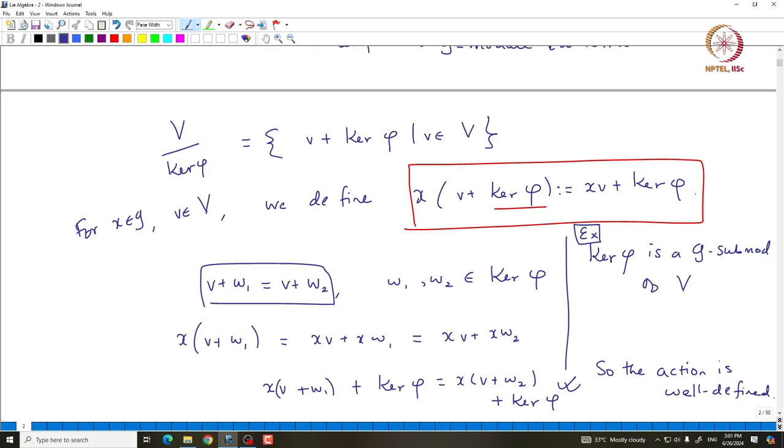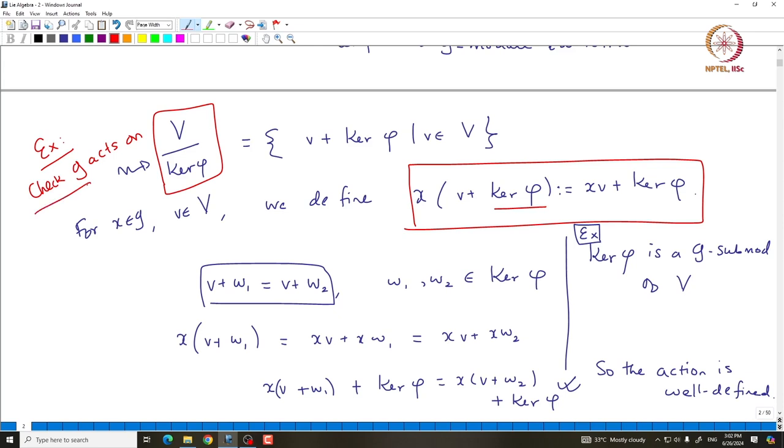Now it is a routine thing to check that this is indeed a G module. I will leave it as an exercise: check that G acts on this V modulo kernel phi. That means we need to verify that whenever you take two elements x and y from G, then the bracket of x and y acts as x composition y minus y composition x. Of course, that induced action we can denote by phi tilde. Then what we mean is: phi tilde of the bracket of x and y is phi tilde of x composition phi tilde of y minus phi tilde of y composition phi tilde of x.